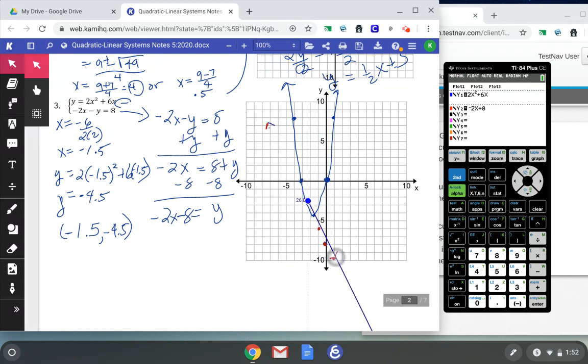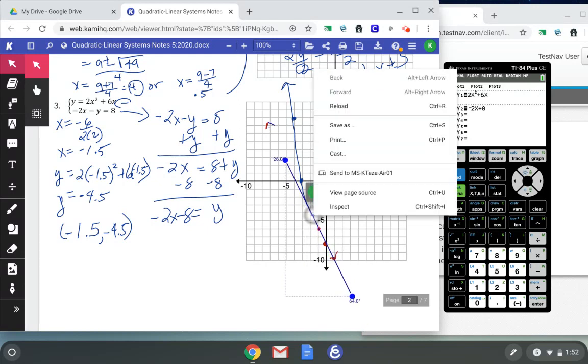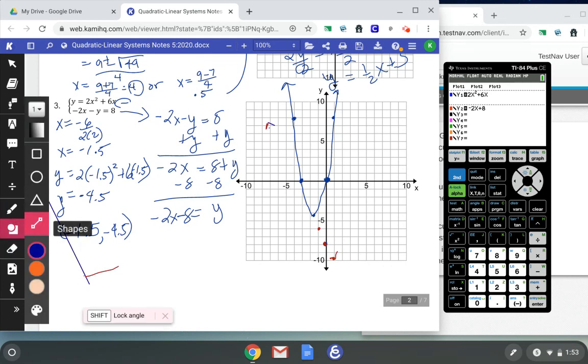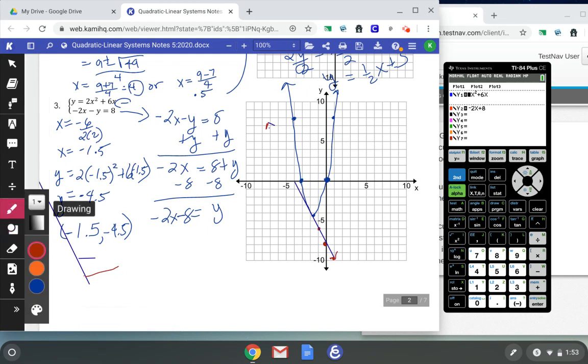Okay, so now we can see that it is going to cross. Oh, my line's off just a little bit. There we go. It is going to cross at one point. Let me draw that line one more time. There we go. Okay, and you can see that it's going to cross at one point right here. All right, and it looks like that is the point -2, -4.